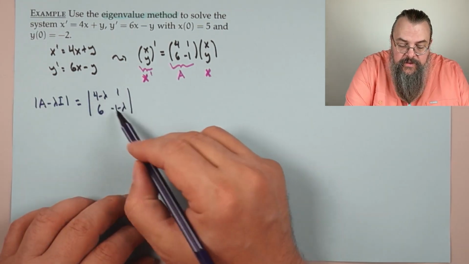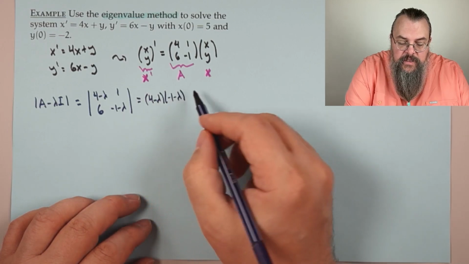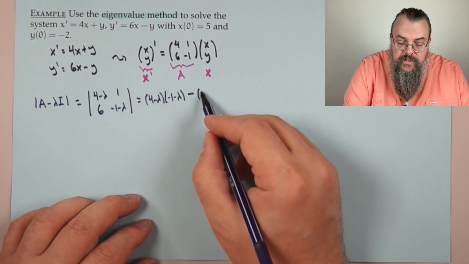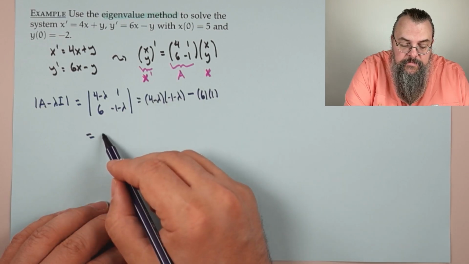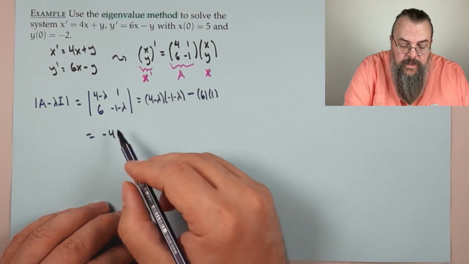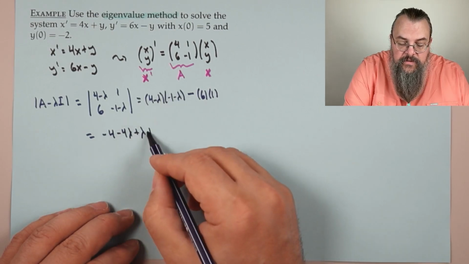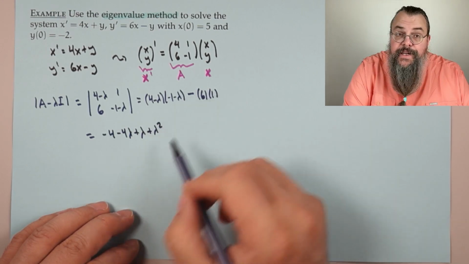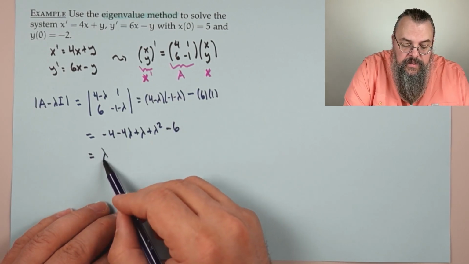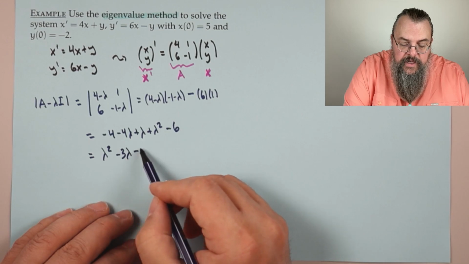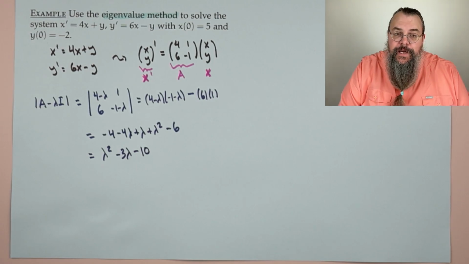This will be down diagonal. We have 4 minus lambda times minus 1 minus lambda. Subtract the up diagonal, 6, 1. All right, so this is minus 4 lambda plus lambda squared. And then we have minus 6. Well, all right, that would be what? Lambda squared minus 3 lambda minus 10. All right, great, wonderful. We have our polynomial.